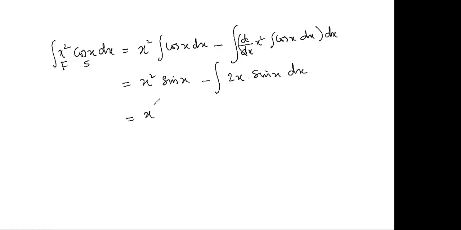That became x square sin x minus 2 integral x sin x. Now tell me, what should I do? Speak out. What should I do? Again apply the same rule.